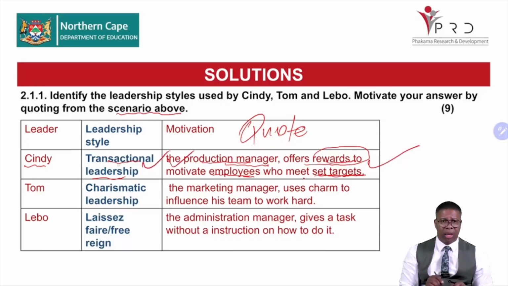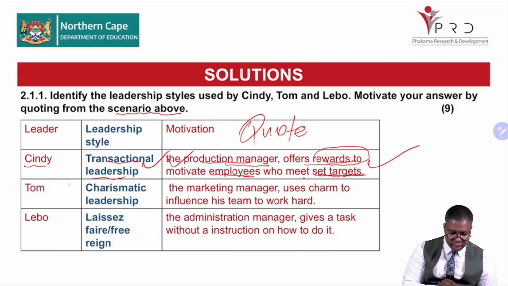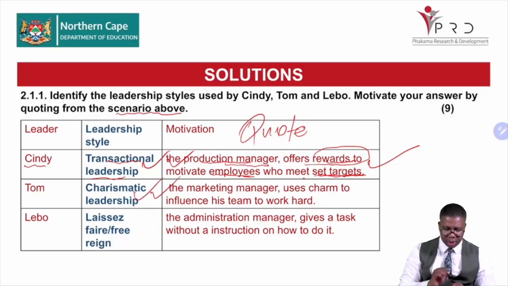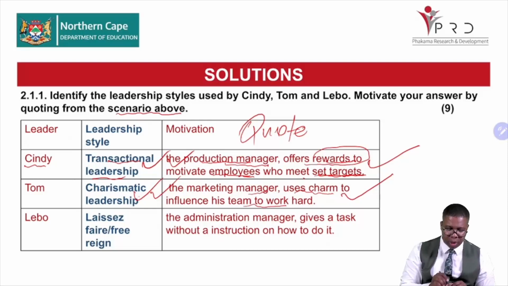And it is transactional because transactional is a leadership style that uses a system of reward and punishment to motivate employees. And then Tom will then be using charismatic because the marketing manager is motivating by using charm to influence his team to work hard. So that is another one, which is 1 mark for the motivation and 2 marks for identifying the correct leadership style. Then laissez-faire or free reign.